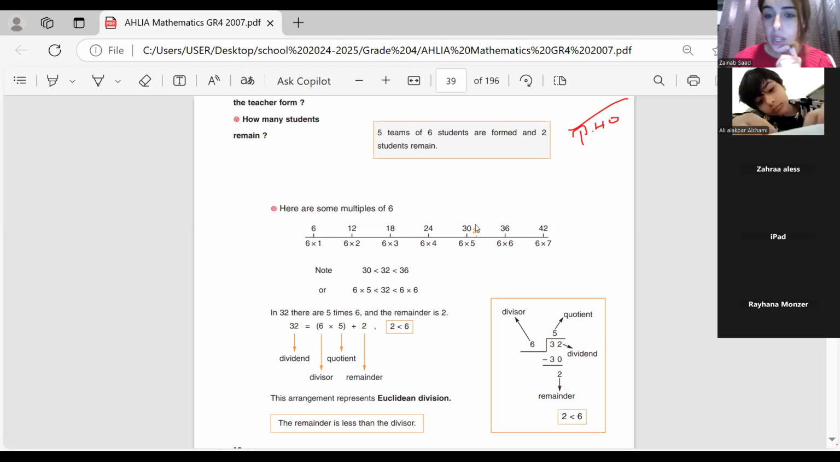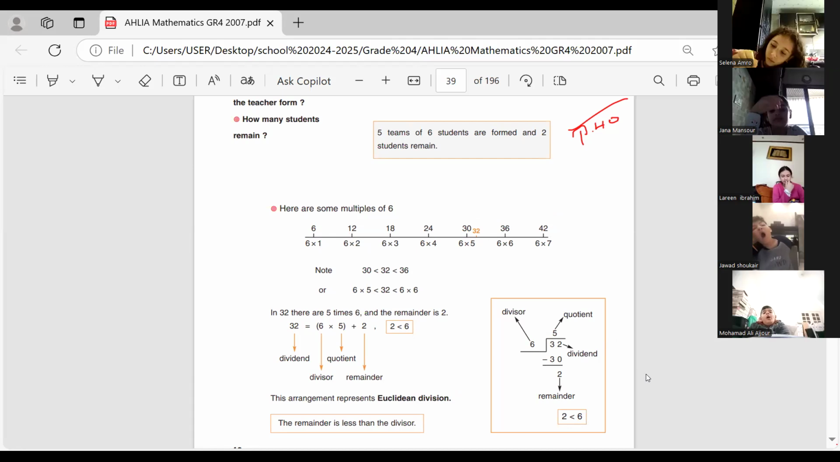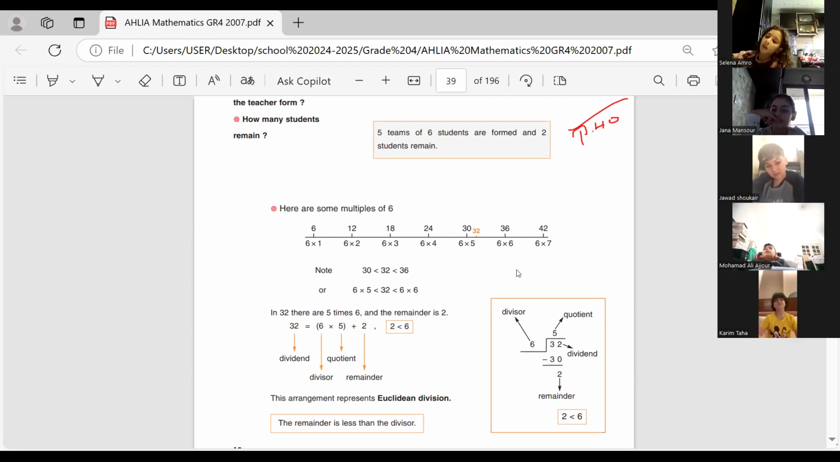Because when you need to divide 32 by 6, you have to think about the number that is near to 32 in the multiplication table of 6 as a multiple. I go to the multiplication table and look at 32. It's near to which number, as you can see in the multiplication table of 6, the multiples of 6?